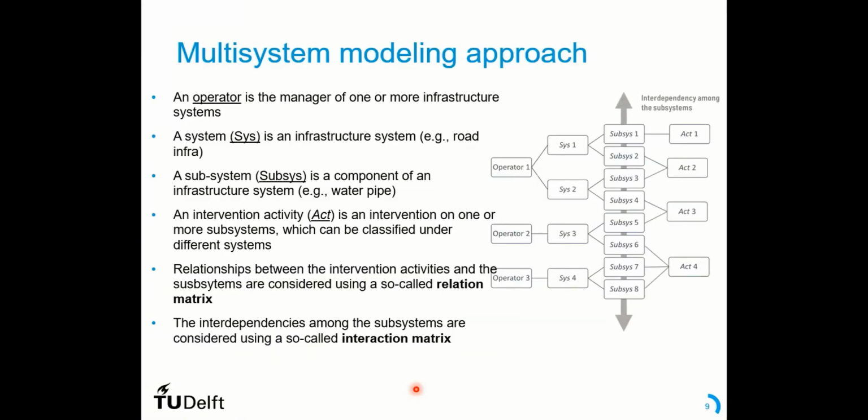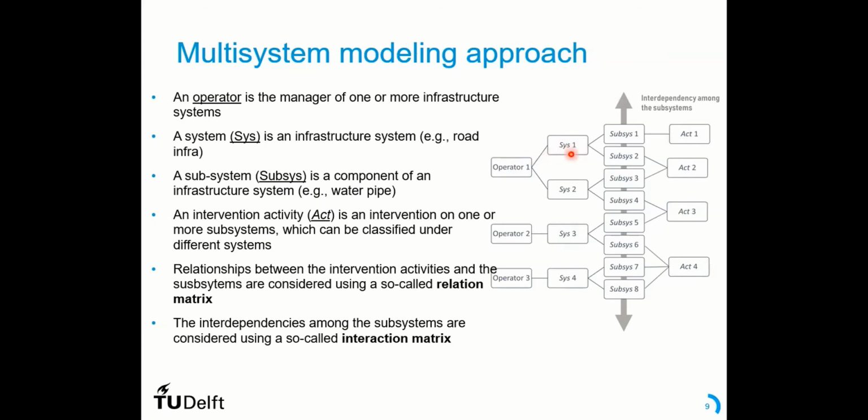Now, I've been saying system and subsystem and intervention activities, but in this slide I will show you the connections between all of these elements in our problem. First, we have the operator. The operator is the manager of one or more infrastructure systems. In this case, system 1 and system 2 for operator 1. An infrastructure system can be like a road system or a water plant or power system and so on. So it's an independent infrastructure system that can be managed by an operator.